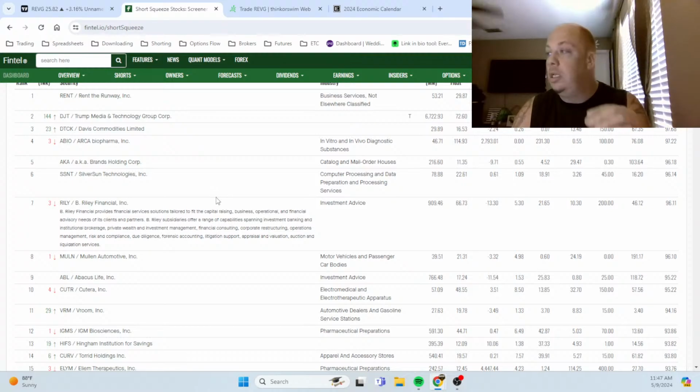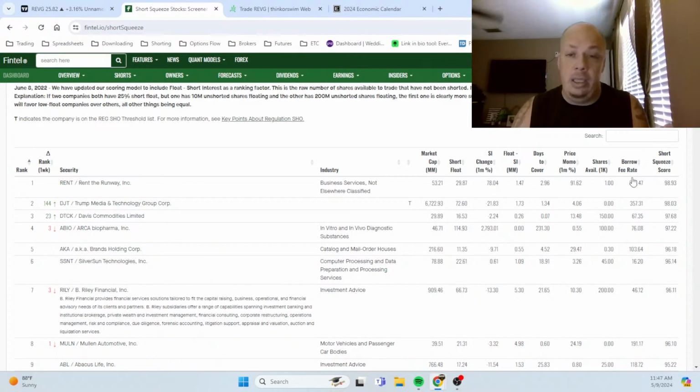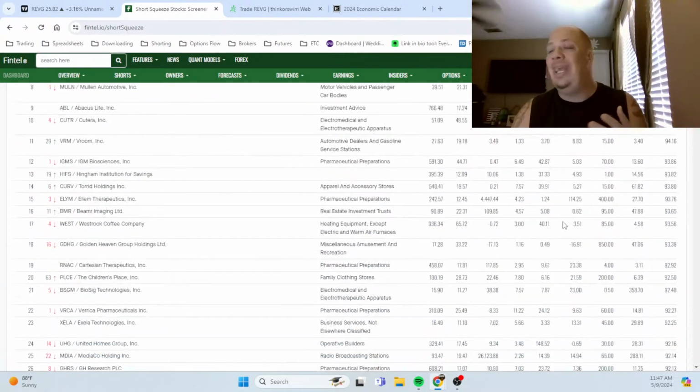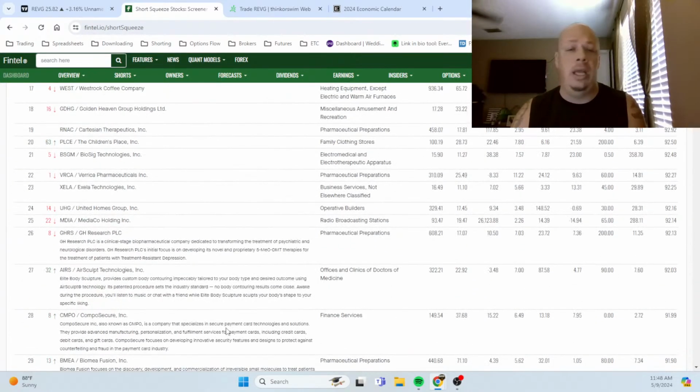So for any of you guys who do know a lot about short squeezes, feel free to take a screenshot of this. I know that the borrow fee rate, the rate at which it's being borrowed, is very important. I know the amount of shares that are available to short, which is the short float, is very important. There's some things here that will help you make intelligent choices, but they're already kind of done for you here with this thing called a short squeeze score. The short squeeze score puts all of these analytics together and gives you an idea. But anything in this list could go at any time.